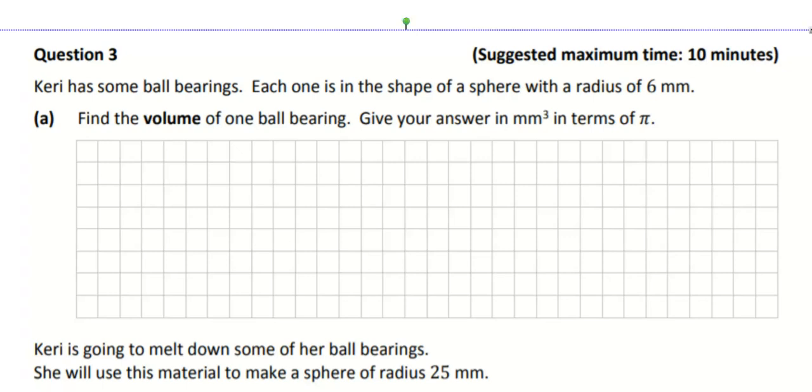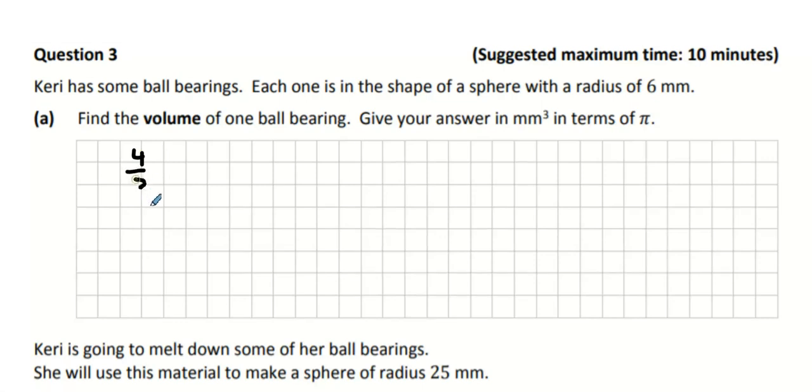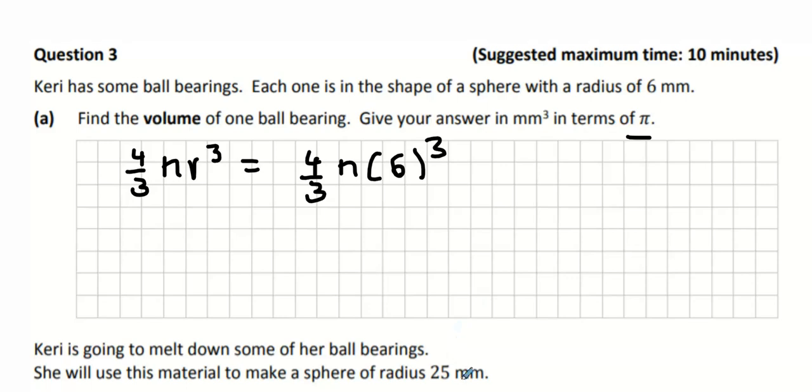Okay, next one. Kerry has some ball bearings, and each one is shaped like a sphere of radius 6 millimeters. Find the volume of one ball bearing. Well, it's the volume of a sphere, which is 4/3 pi r cubed. Keep the answer in terms of pi, so it's 4/3 multiplied by pi multiplied by 6 cubed. Just enter that into the calculator.